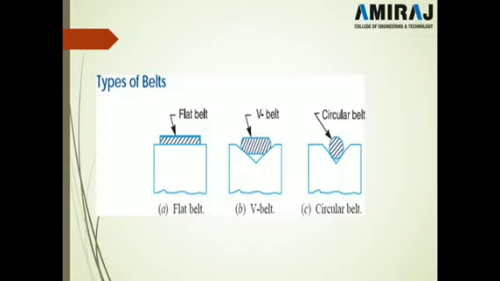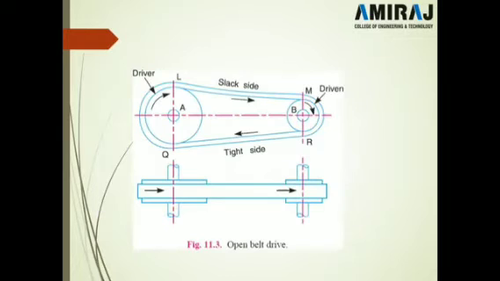Why? Because of the contact between pulley and belt, or you can say the friction capacity, the slip phenomenon of the belt drive is going to be decreased in the V belt drive. So for the high speed belt drive, the V belt is used.